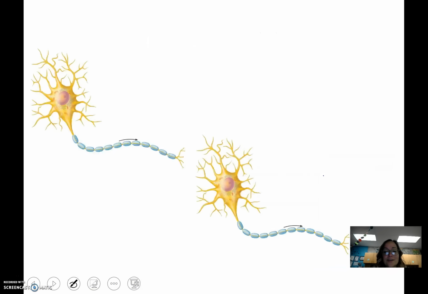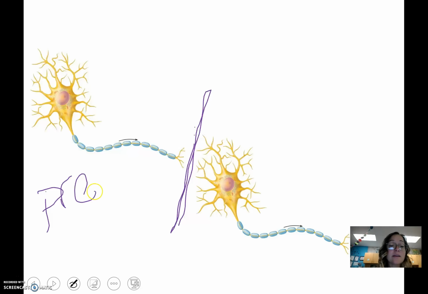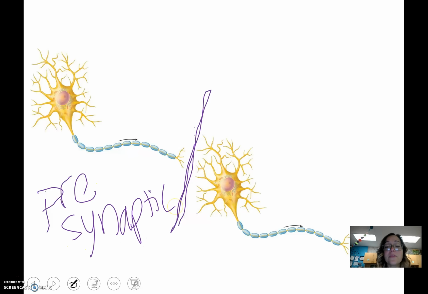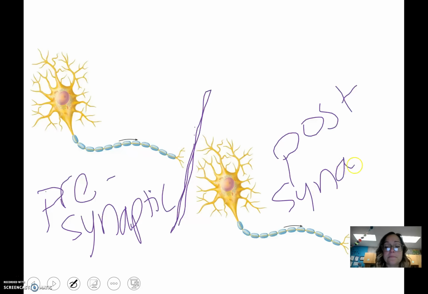All righty. So let's go ahead and look at these two cells. To just summarize, right here you have what's called a synapse. This cell here is before the synapse, so we would call this the presynaptic cell. And then we would call this cell the postsynaptic cell, because it's after the synapse. And that's how we'd refer to two cells.